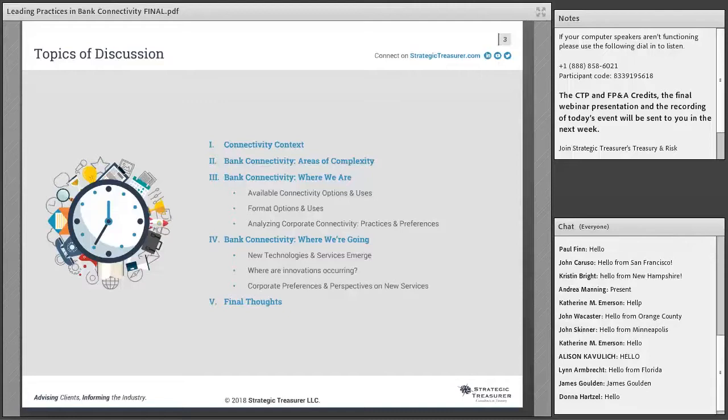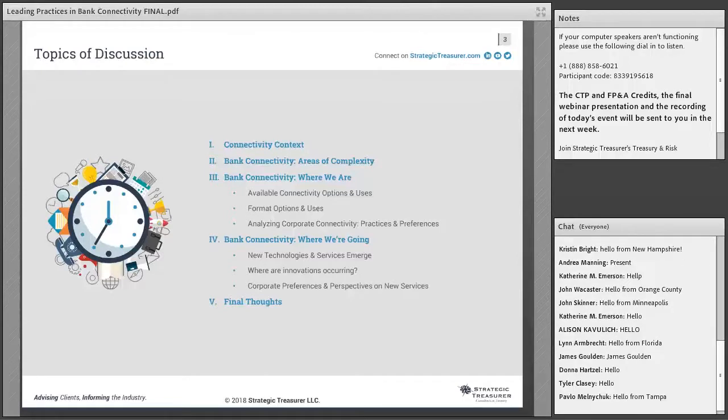But let me go through our agenda today. We have the topics laid out in front of you. We will talk about the connectivity context. What do we find ourselves in as Treasury professionals or people in finance, how we have to connect for payments, for information reporting, and where do we see complexity arising? There is much more complexity, many more options than were available in the past. And some of these are great, and some of these represent a challenge, especially if we're working with old systems, we're acquiring firms and managing through that.